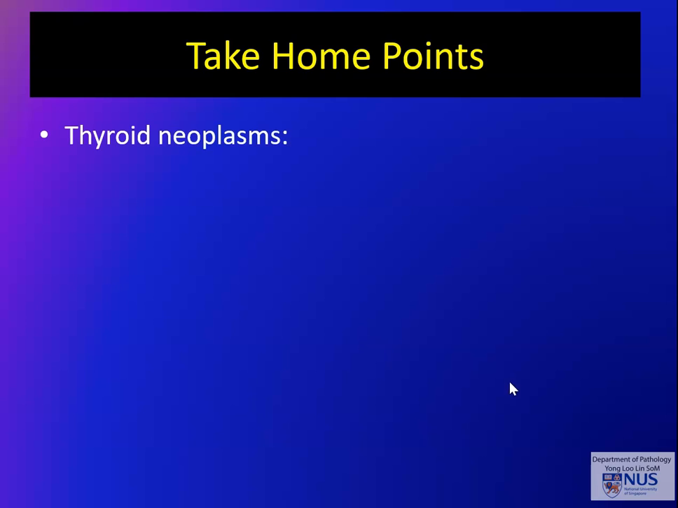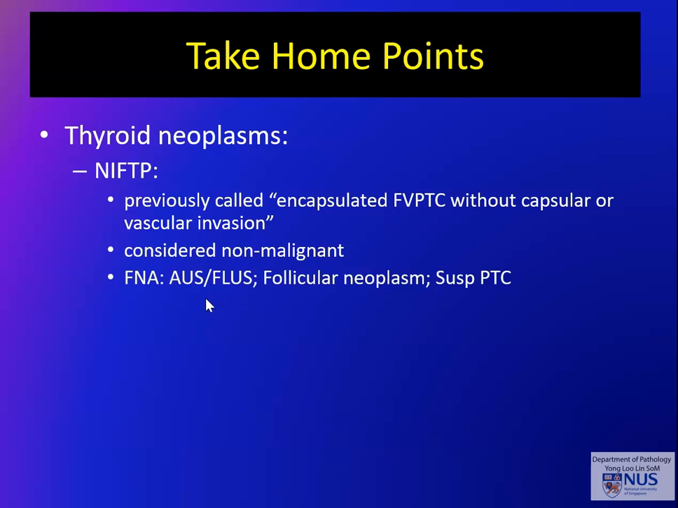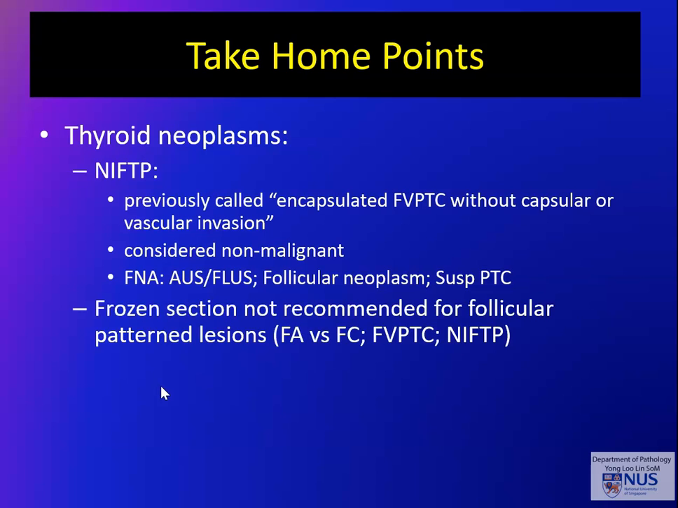So to end off, some take-home points. In thyroid neoplasms, we looked at the NIFTP, which was previously categorized as encapsulated follicular variant papillary thyroid carcinoma without capsular or vascular invasion, and now is no longer called carcinoma or classified as malignant. For FNA, this would generally fall into the indeterminate categories. Frozen section is not recommended for follicular patterned lesions because we are not able to evaluate the capsule in its entirety.